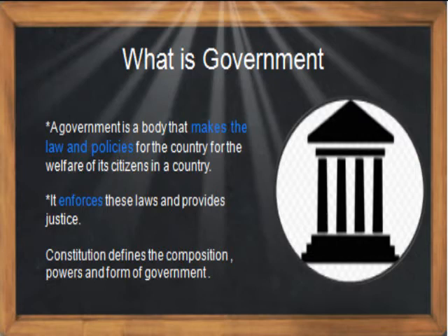Right, so there can be various types of government, and government is any organization that makes the laws and policies for the country, for the welfare of the people living in the country. It enforces these laws and gives justice to the people, brings development in the country. So this is called government. Government is any body which makes the laws. It's basically a political body which makes the laws and applies those laws and gives justice, brings development and prosperity in the country.